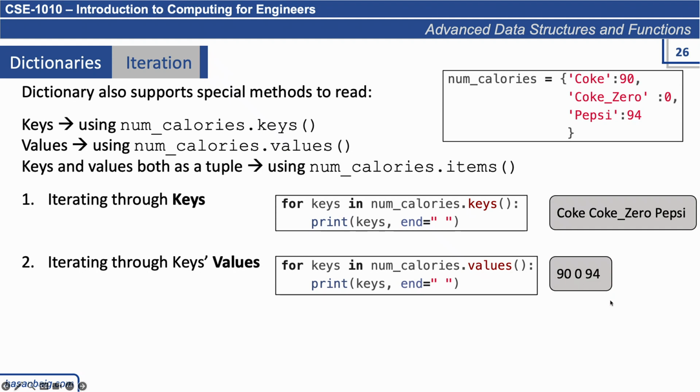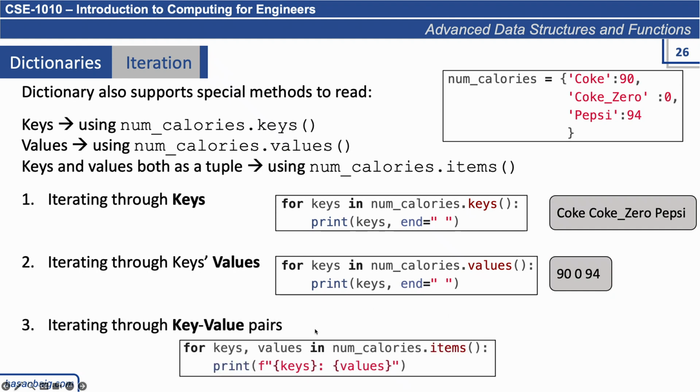90, 0, 94. And when iterating through key value pairs, if you use the items method, it returns a tuple with the key as the first element and the value as the second element. I could have written values and keys here, but the first element would always be a key and the second element would always be the value.